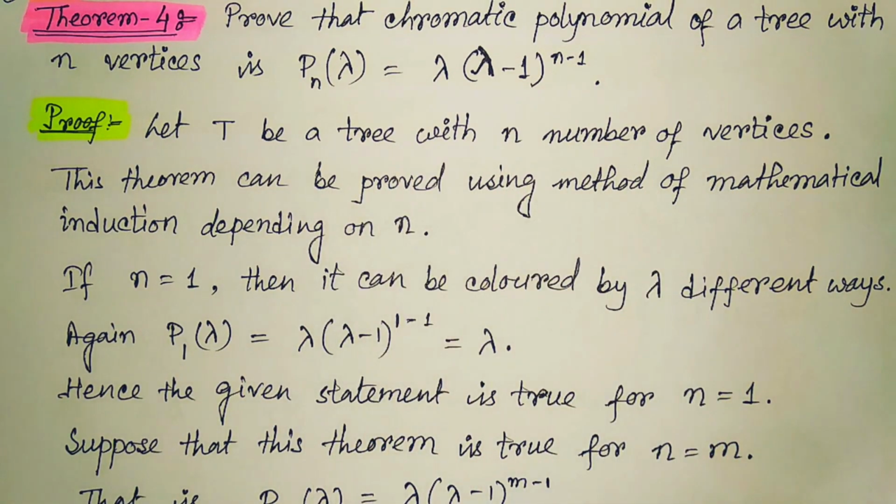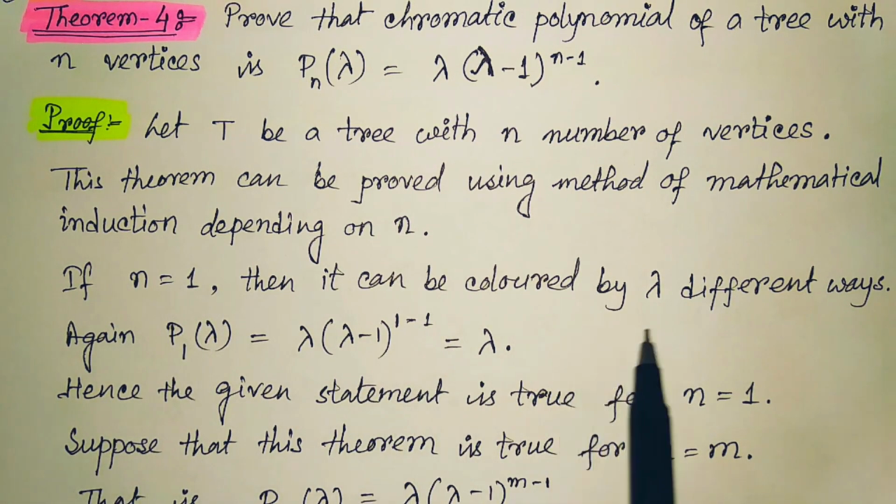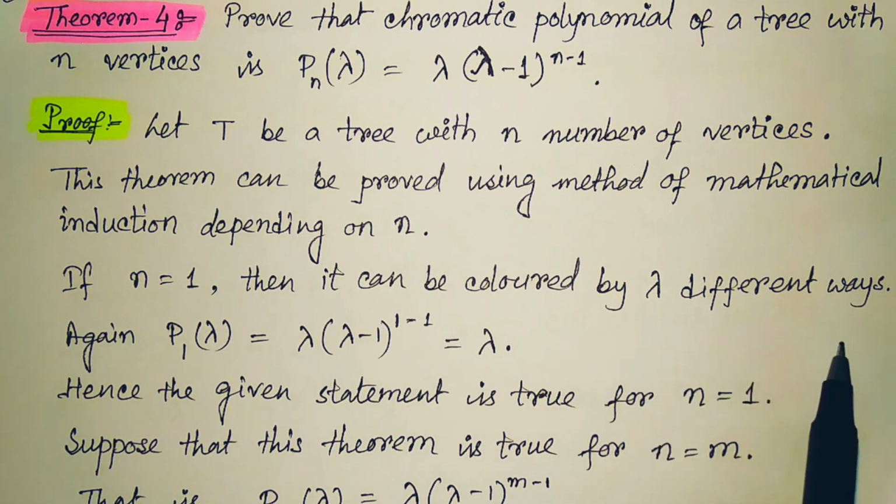vertices. So initially the given graph is a tree, so let us consider a graph T, which is a tree with n number of vertices. This one we are going to prove by the mathematical induction. So initially let n equal 1. The number of vertices in the tree is 1. Then it can be colored in lambda different ways using the lambda colors.